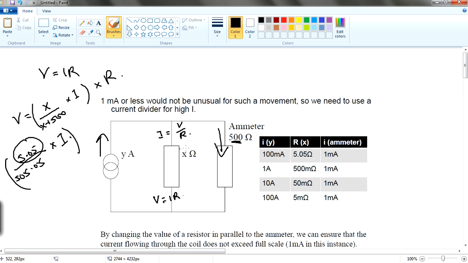So this is the opposite. Instead of getting X and then dividing by this one and then multiplying, you'll get this. Hopefully you understand what I mean.